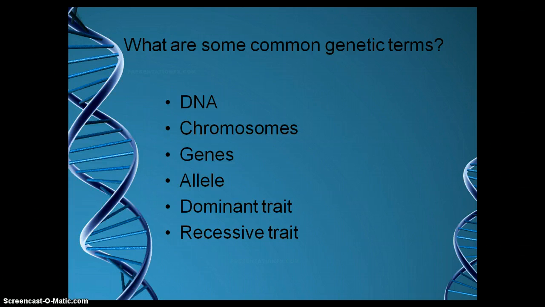Dominant traits are proteins that are stronger or more dominant and win out over the weaker proteins, and the weaker proteins are known as recessive traits. A dominant trait will show up regardless of whether there's a recessive trait or not. The recessive trait will be hidden.